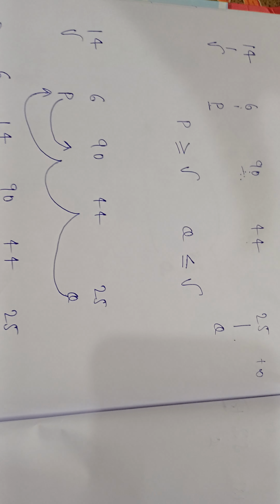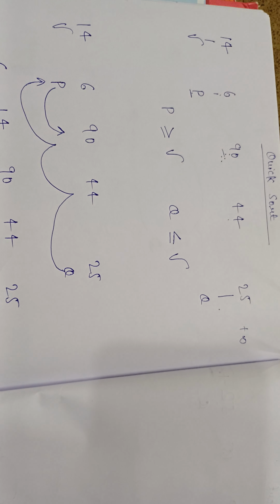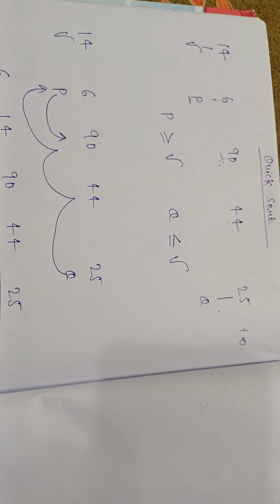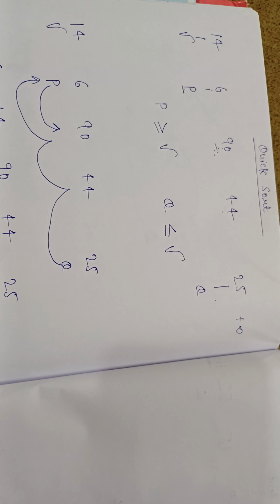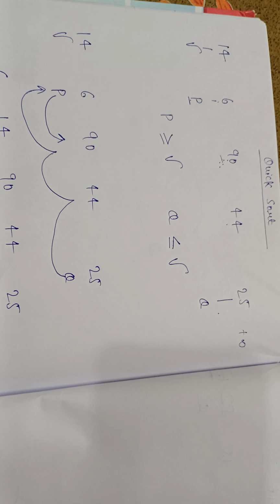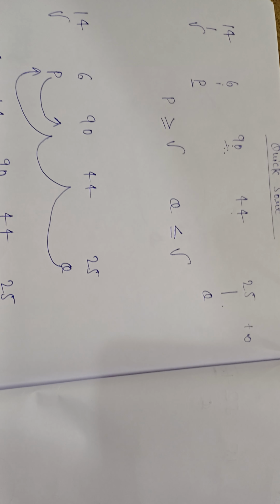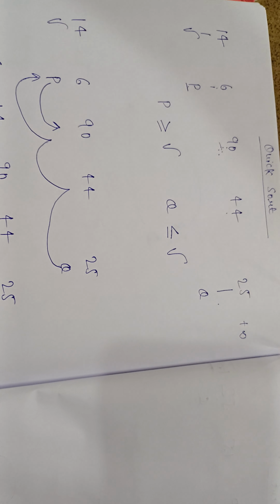So let's see how quick sort does sorting. Basically we are talking about the ascending order, so the smallest element will come at the beginning, and the element with the greatest value will come at the last.